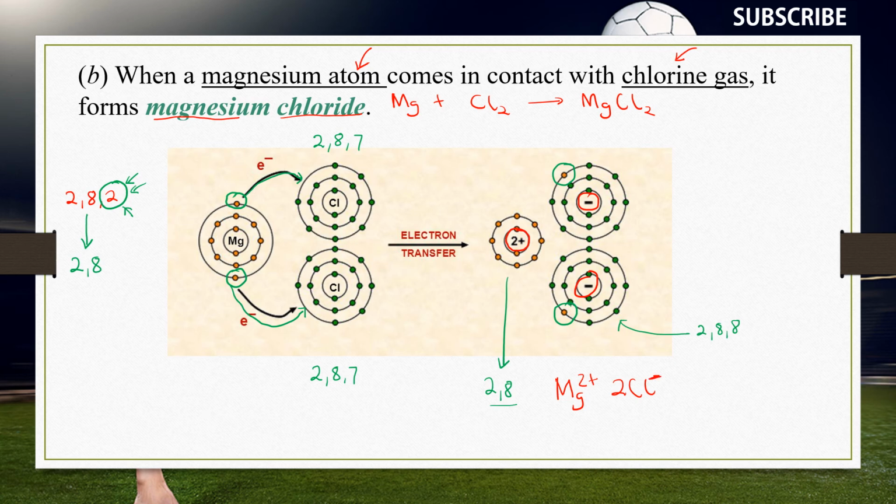So these 2 chloride ions will be attracted by the magnesium ion, and the forces that will keep these ions together will be the Coulombic forces of attraction, the ones caused by the negative charges and the positive charges. So these forces here will be our ionic bond. So that's how magnesium can form magnesium chloride whenever it's in contact with chlorine gas.